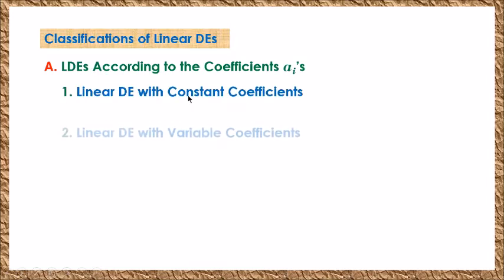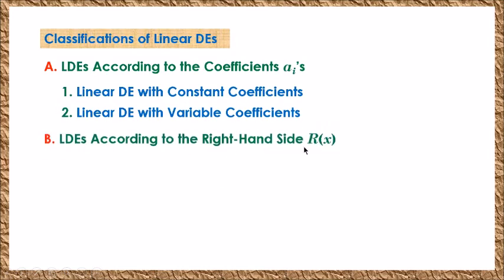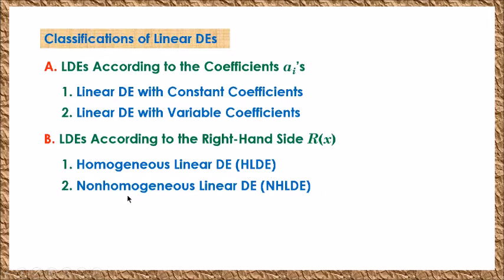Linear differential equations are generally classified into two groups: linear differential equations according to the coefficients a sub i's, and linear differential equations according to the right-hand side r of x. Under the coefficients a sub i's, we have LDE with constant coefficients and LDE with variable coefficients. For the right-hand side r of x, we have homogeneous LDE or HLDE and non-homogeneous LDE or NHLDE. Take note that the term homogeneous here in higher order DE has nothing to do with the homogeneous term used in the first order, first degree ordinary differential equations.